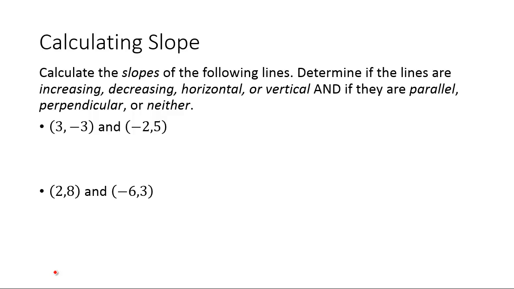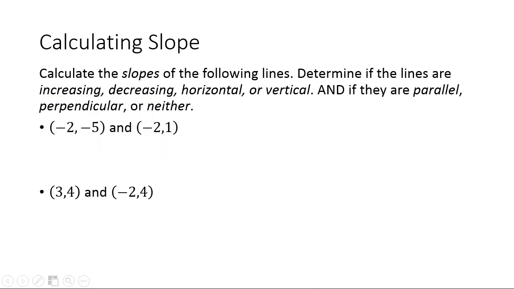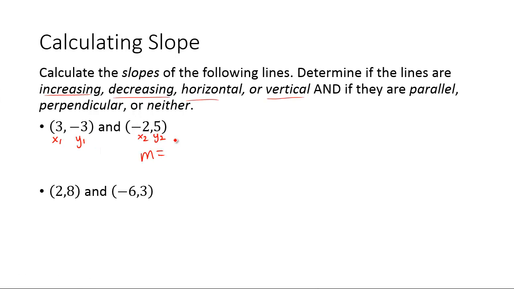So we can calculate slopes for the following lines, and we want to know if it's increasing, decreasing, horizontal or vertical, and if they're parallel or perpendicular. So let's find the slope here. So we have, for the first example, I'll just label this. So you know that you're going 5 minus negative 3 as your y values, and negative 2 minus 3, which is 5 plus 3, which is 8 over negative 5.